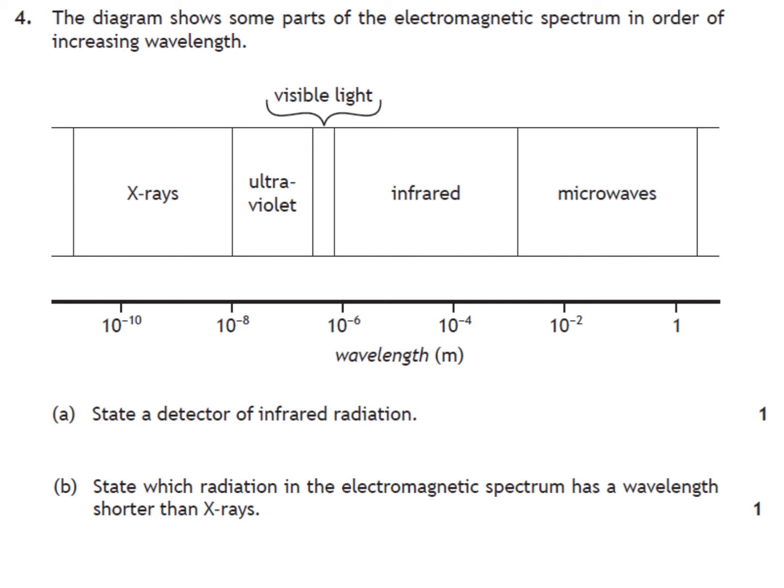State a detector of infrared radiation. So straight away they're asking you for a detector. Have a go of that, see if you can think of what the answer is. State which radiation in the electromagnetic spectrum has a wavelength shorter than X-rays. Okay, again, have a wee think about that before we look at the answer.